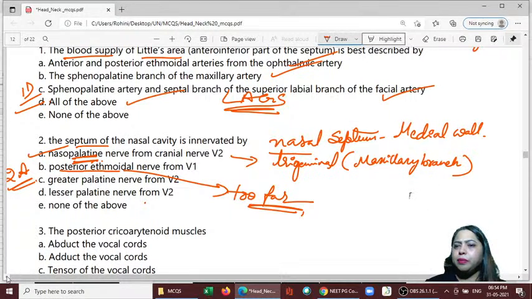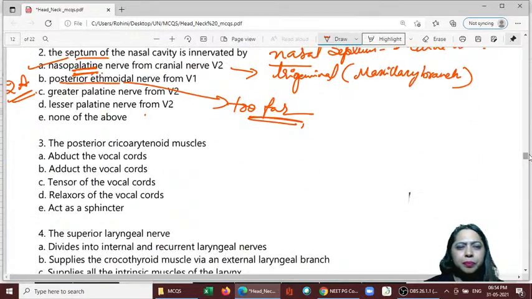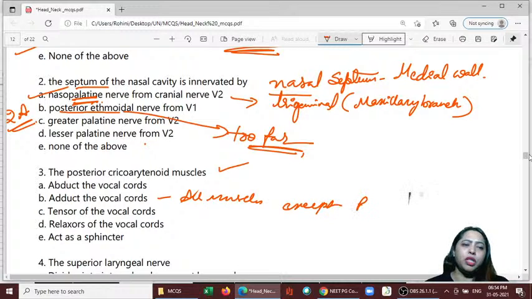All right. Next one. The posterior cricoarytenoid. I told you there is only one muscle which will do the abduction. The rest all will do tension, relaxation, act as a sphincter. See which one will do adduction? All muscles except posterior cricoarytenoid.